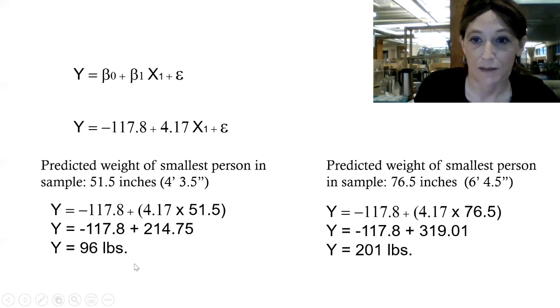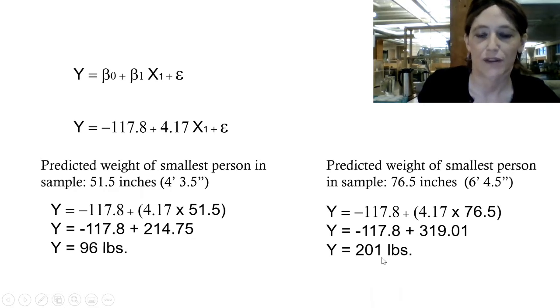So the predicted weight of the smallest person in the sample would be that negative 117.8 plus the coefficient times their height in inches. That would be 96 pounds. So based on the best fitting line to our data, someone who is 4 foot 3.5 inches would have a predicted value of 96 pounds. Likewise, the tallest person in our data set, at 6 foot 4.5 inches, or 76.5 inches, would have a predicted weight of 201 pounds.